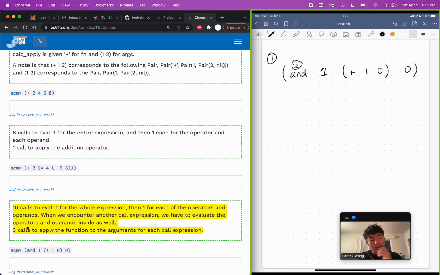Okay, I lied. We actually are not going to evaluate this AND. The reasoning behind this is that calc eval works in the sense that if I see a special form, we don't call calc eval to get the corresponding special form function out of it. We're only going to get the corresponding function and call it on the rest of the elements.